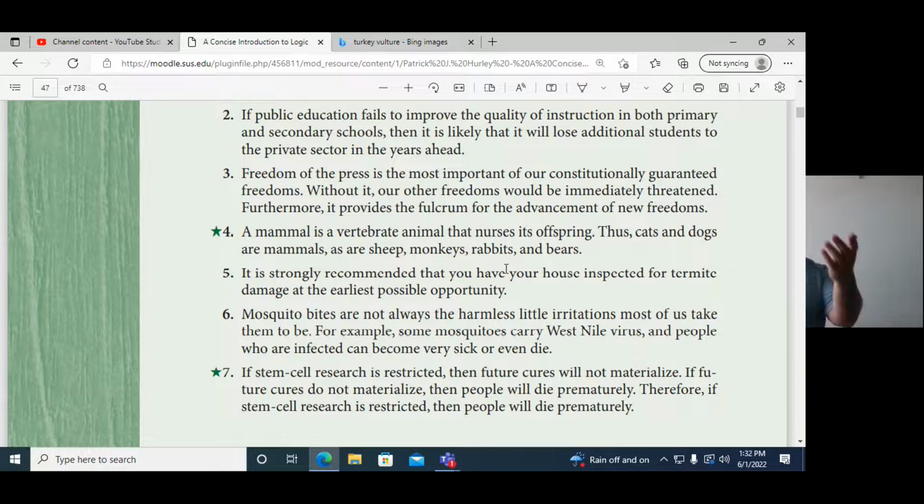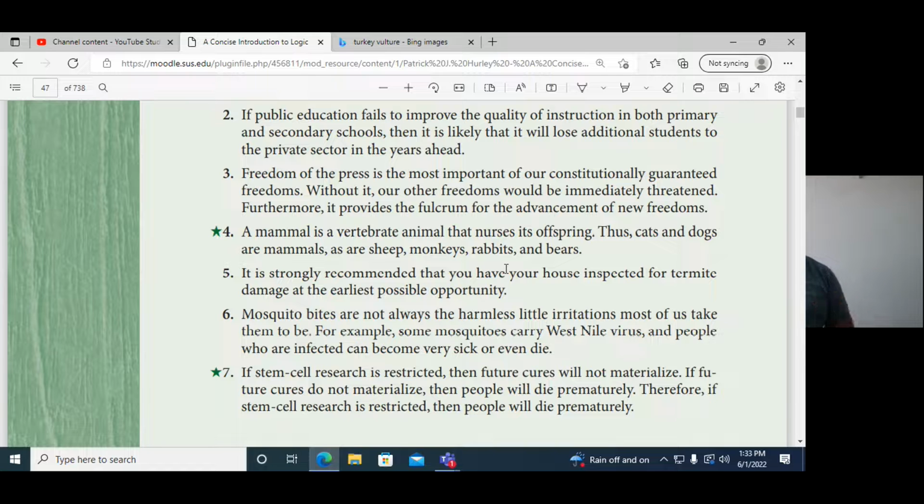Some people might say that the Second Amendment, the right to bear arms, is our most important freedom. This one came first. So, is this a controversial statement in which you would need to supply evidence to suggest that our most important constitutionally guaranteed freedom is the freedom of the press? That's the First Amendment. Yes, absolutely. And this right here is an implicit claim.